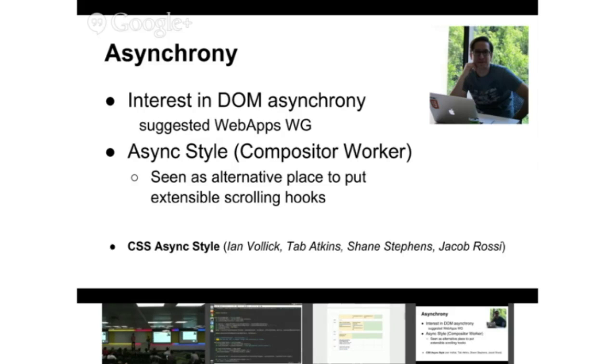But there was one thing, asynchronous style, which I think is the project known as Compositor Worker within Blink, right? There was a lot of interest in this, and in particular, it was seen as an alternative place to put the extensible scrolling hooks. The idea of Compositor Worker, for anyone who doesn't know, is a thread that gives you very limited access to some styling properties and runs with an affinity that is not necessarily the main thread. It could be the main thread, but more likely it's the compositor thread or a third thread. So it lets you do some things off main thread that you currently can't do today.